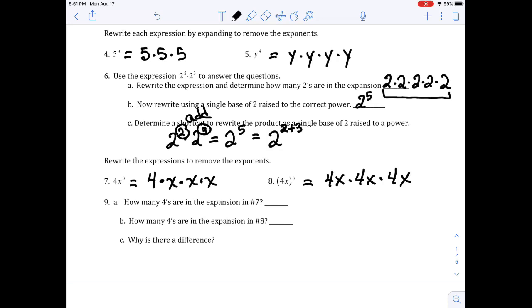How many 4's are there in the first expansion in number 7? Okay, so there's 1 4 there. How many 4's are in number 8's expansion? There are 3. Why is there a difference? Well, there's a difference because parentheses are used in number 8. So because the 4 is included in the parentheses in number 8, then it is used as a factor 3 times because that exponent of 3 is applied to the 4 and it's applied to the x.